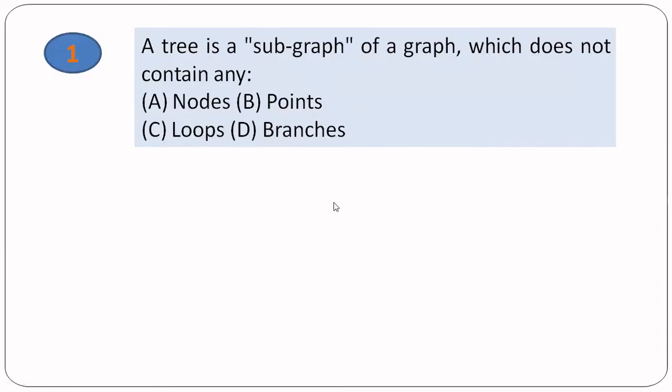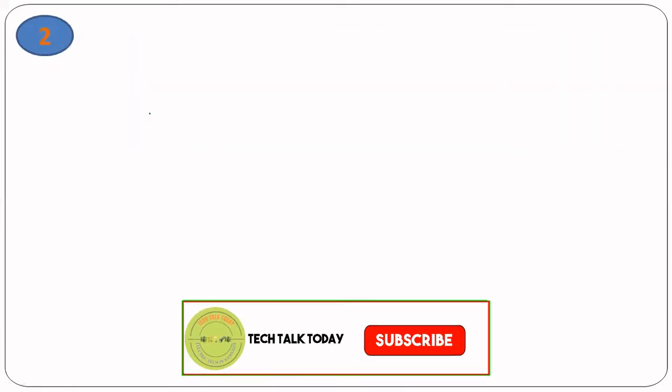Friends, first we shall look into the first question that has been asked. A tree is a subgraph. The graph does not contain any loops. Okay, so the first question, answer is C. A tree is a subgraph when it does not contain any loop. Next, we shall look at the next question.